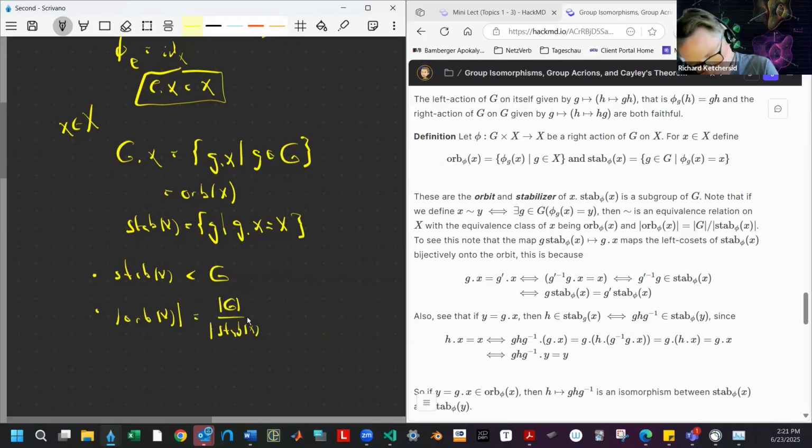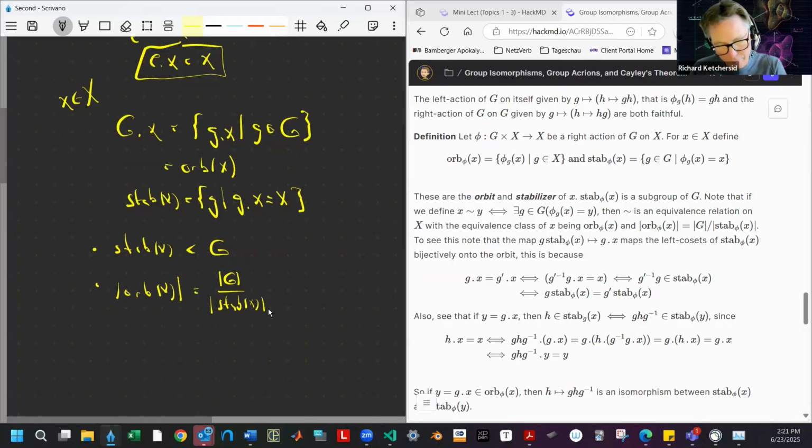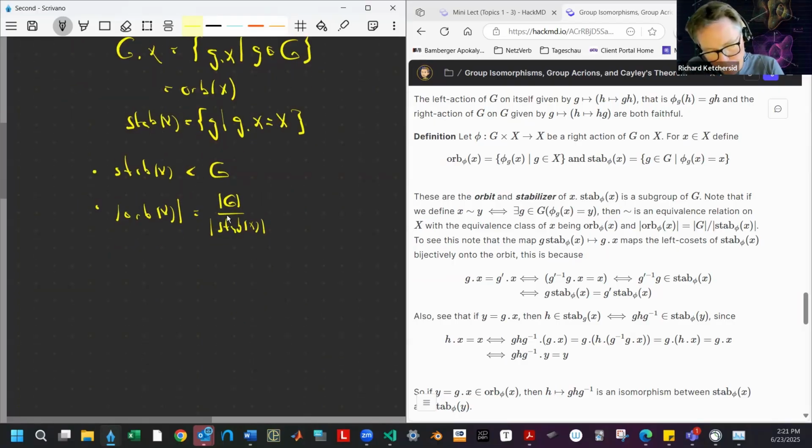Sorry, the stabilizer of x, right? So this is the set of, let's say, left cosets. So this is the same as the size of the set of all g stab x for g in G, right? So the set of left cosets, we're doing a left action, we have left cosets.